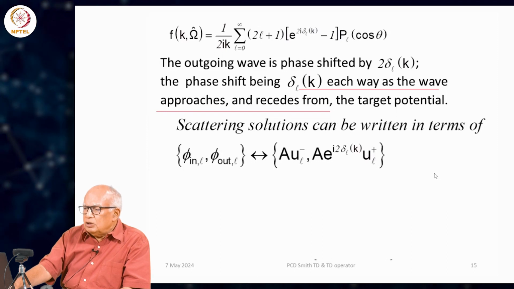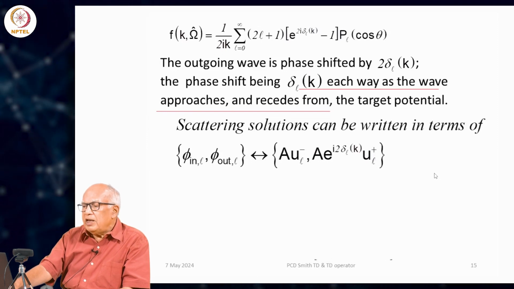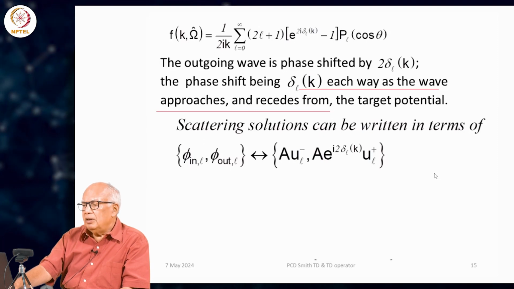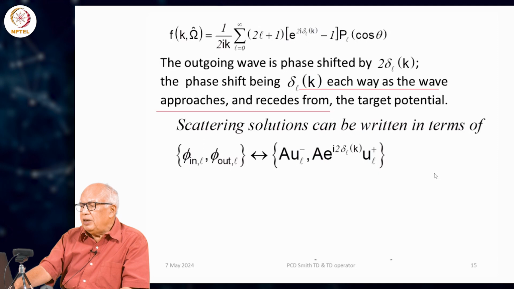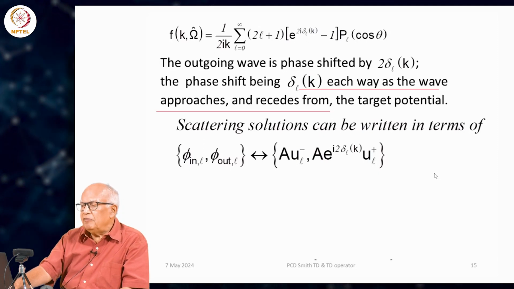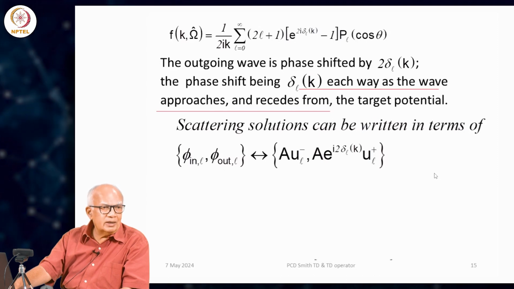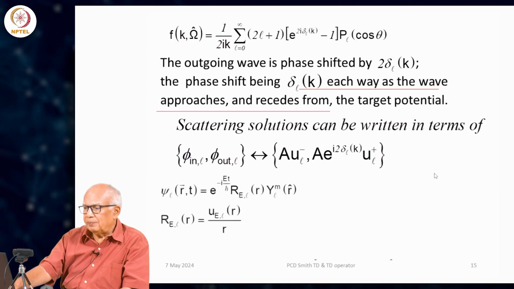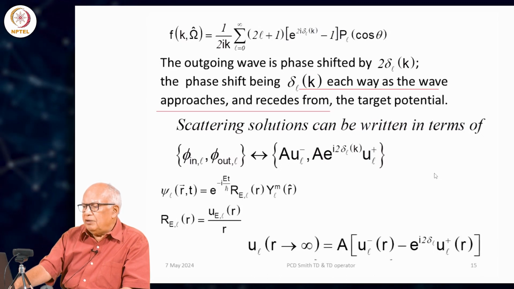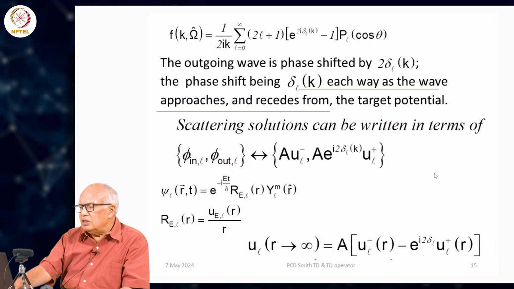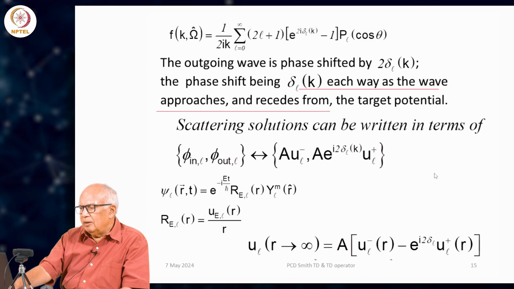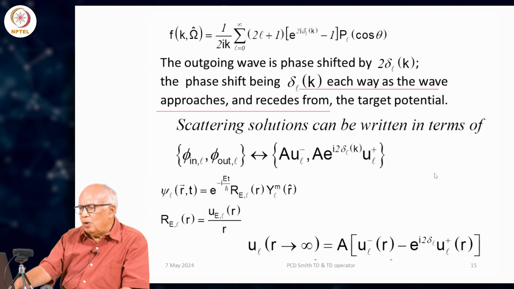And you can write the solutions in terms of a base pair which, now inclusive of scattering, would be UL minus and UL plus, in which you have an additional phase of 2i delta. So, you can write your scattering solutions in terms of the base pair UL minus and UL plus. The uppercase A is an overall normalization.